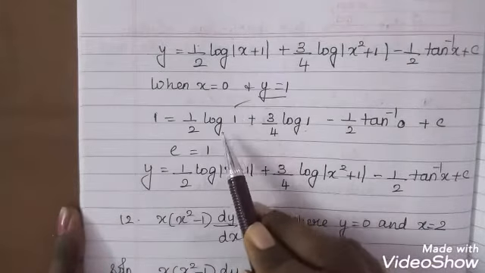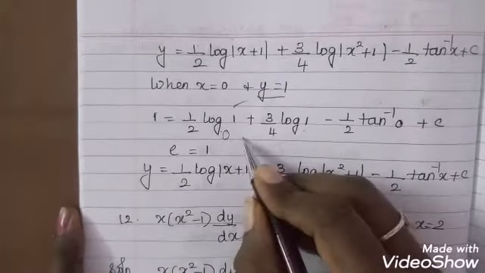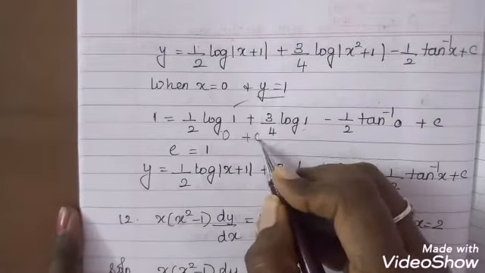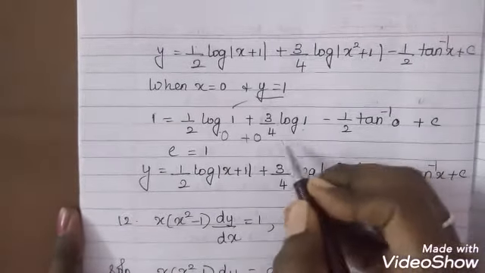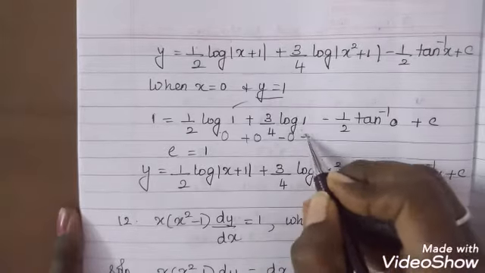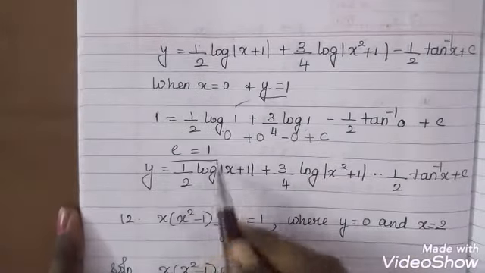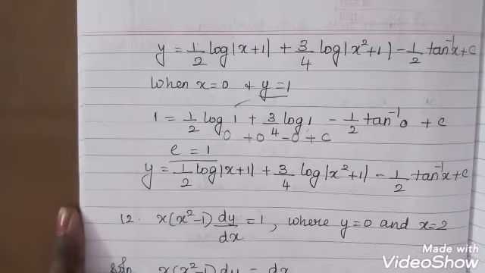So what is your log 1? This will become 0. What is your 3 by 4 into log 1? That also will become 0. What is tan inverse of 0? That also will be nothing but 0, plus c. So finally, what is the value of c you get here? c is equal to 1 here.